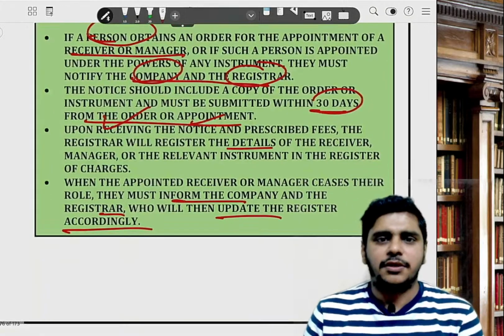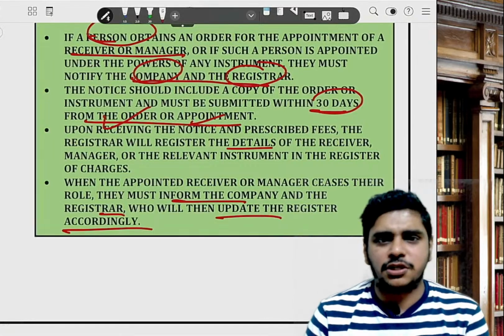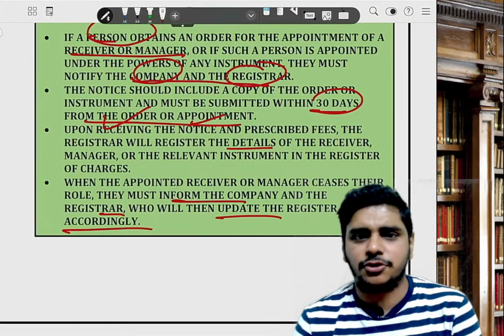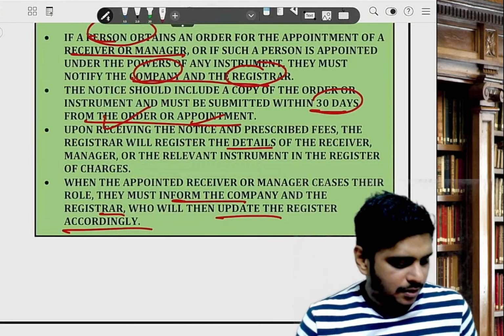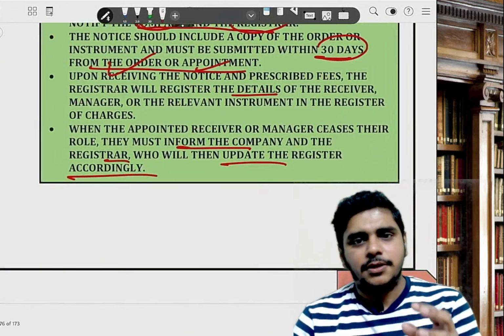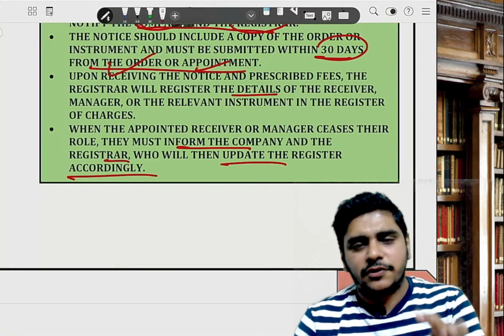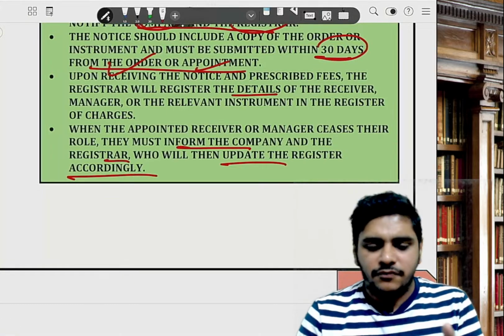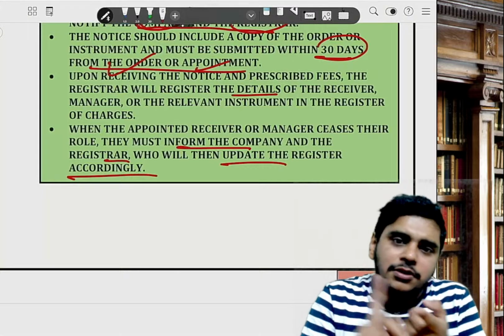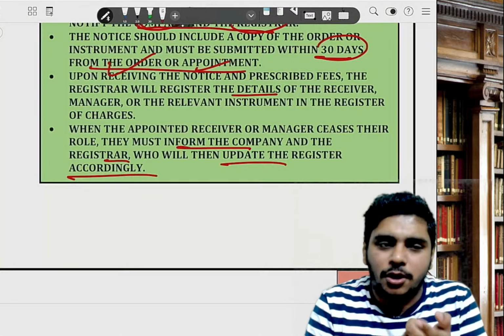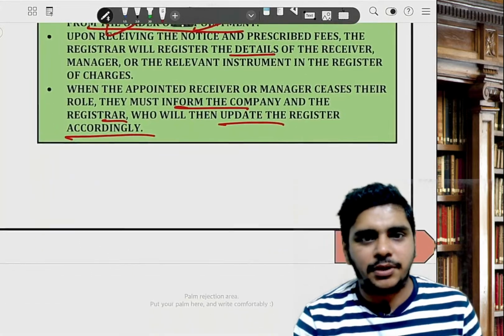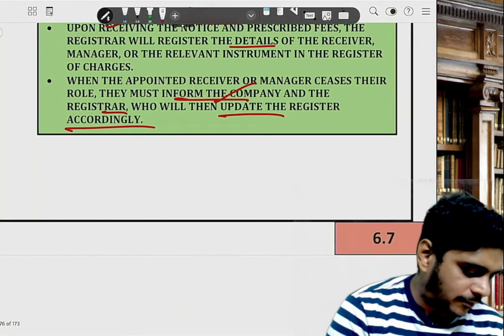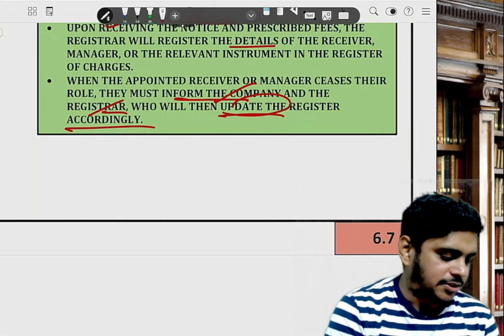Now, upon receiving the notice and the prescribed fees, the ROC will register the details of the receiver, manager or the relevant instrument in the register of charges. So ROC will take a note of them. Now, when does the appointed receiver manager cease? Sir, when will he cease? When his job is over. What was his job? To recover the money. If the money is recovered, the job is over. Then they must inform the company and the ROC, who will then update the register accordingly.